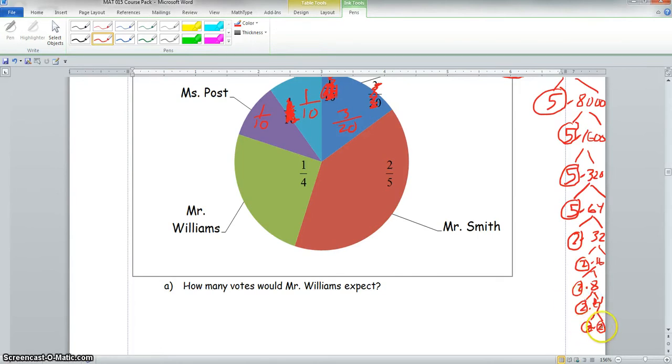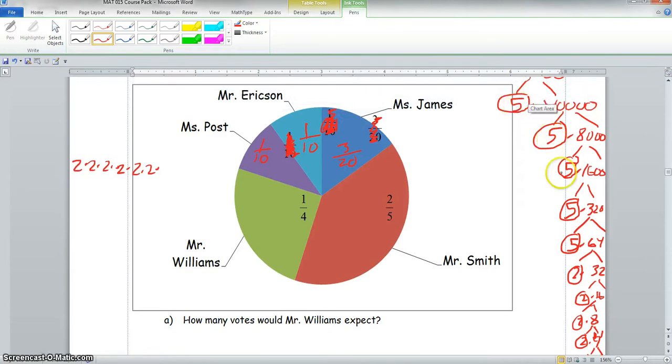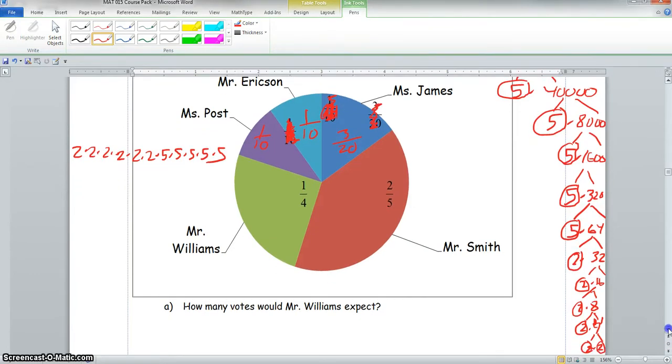Let's look at how many 2's we have. We have 1, 2, 3, 4, 5, 6 2's. So we need to write that out. I say we could write that over here. We have 6 2's. And it looks as though we have 5 5's. We have 1, 2, 3, 4, 5 5's. So we have 6 2's and 5 5's. Okay, that's the prime factorization of 200,000.